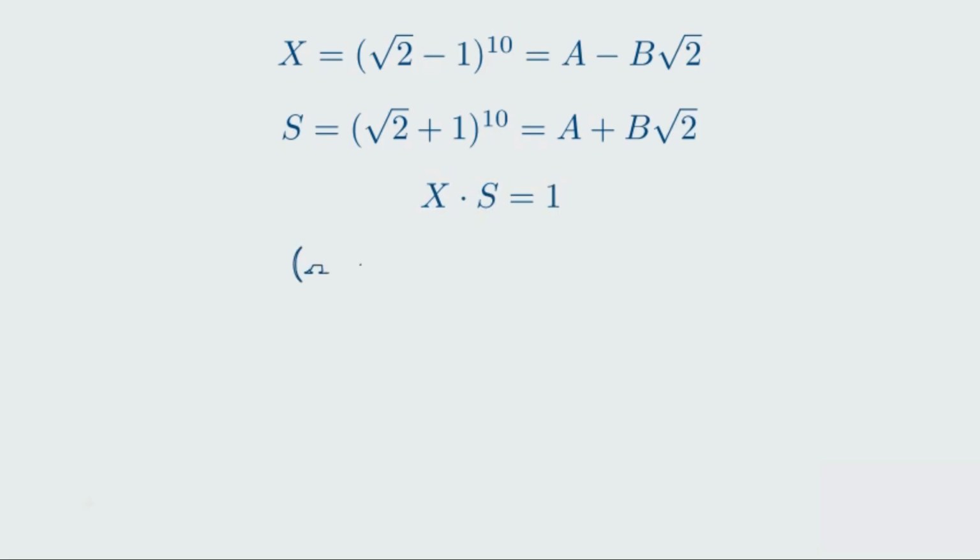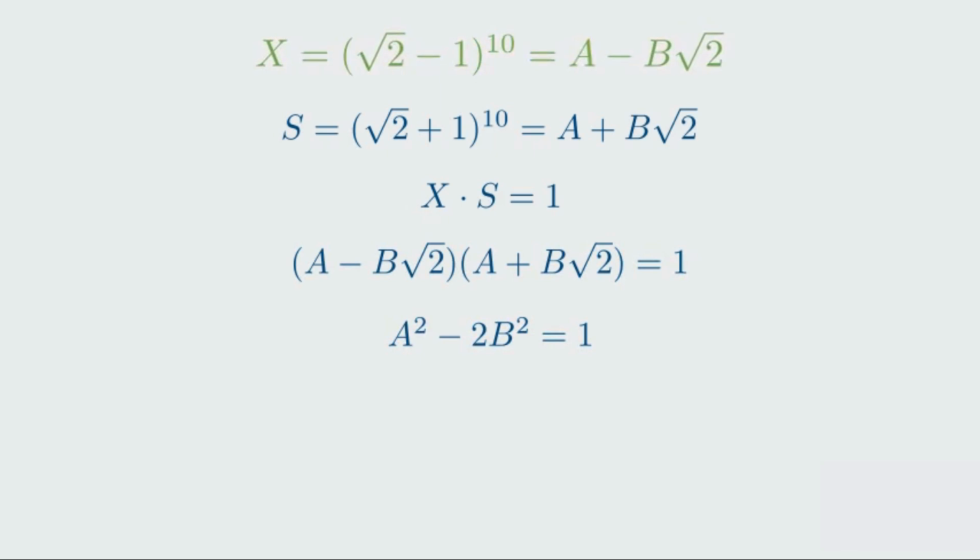Substituting our expressions for x and s, we get the product of two conjugates, a minus b root 2 times a plus b root 2. Using the difference of squares rule, this product is a squared minus 2 times b squared. So, we have a very clean result, that a squared minus 2b squared equals 1. This is a powerful relationship between a and b, the parts of our answer. Our final answer for the expression square root of 2 minus 1 to the 10th will be a minus b square root of 2.